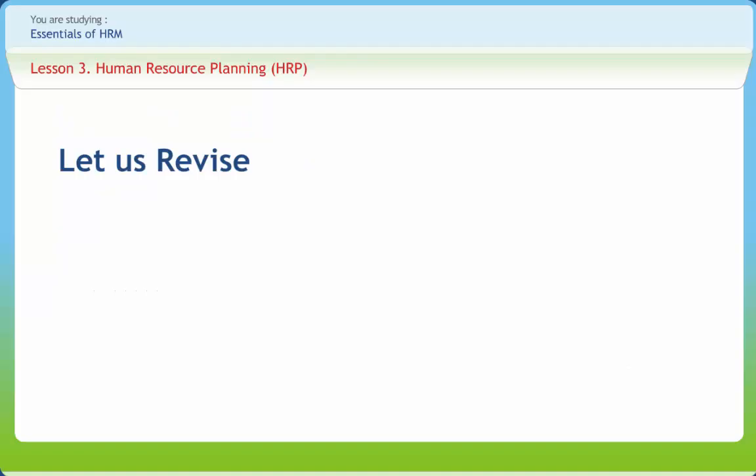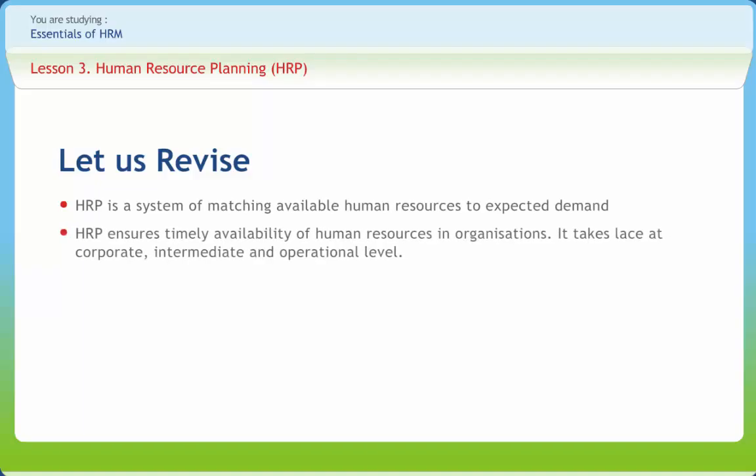Let us quickly go through the major points of the presentation. HRP is a system of matching available human resources to expected demand. HRP ensures timely availability of human resources in organizations. It takes place at corporate, intermediate, and operational level. HR demand forecasting uses both qualitative and quantitative techniques.